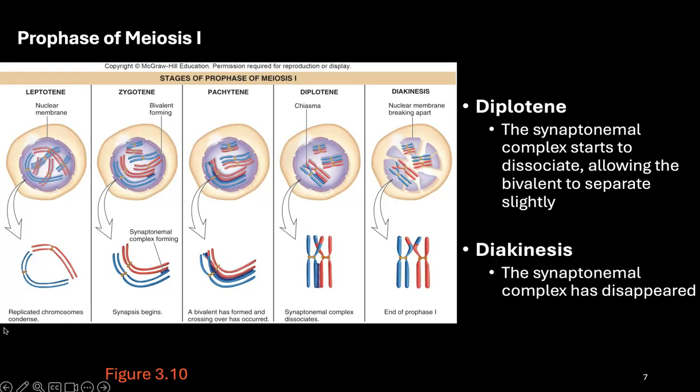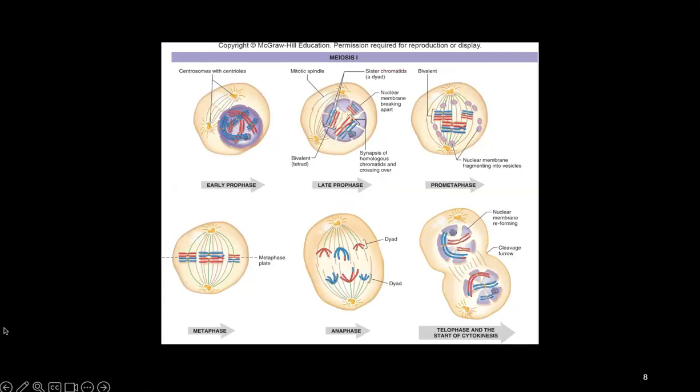Our final stages in prophase of meiosis 1 involve loosening the synaptonemal complex, which has stitched the chromosomes together up to now, and the dissolution of the nuclear membrane. Now that we have made it through prophase, let's move on to the later steps.